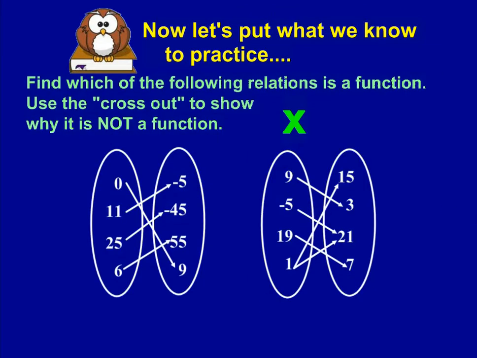I'm going to put an x for something that is not a function, and again I'm going to check my x values. 0, 11, 25, and 6, very good, and everyone is going to exactly 1. 9 is going to 3, 5 is going to 21, 19 is going to 7, and 1 is going to 1 as well as 21. So this is not a function.